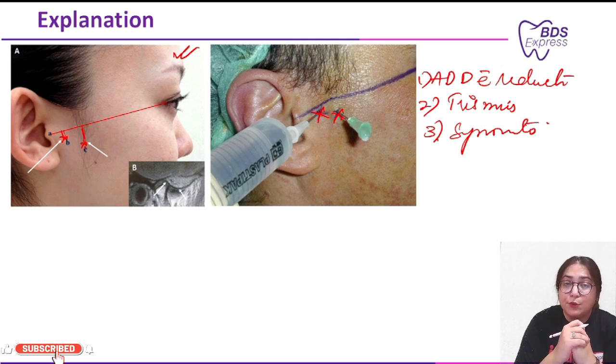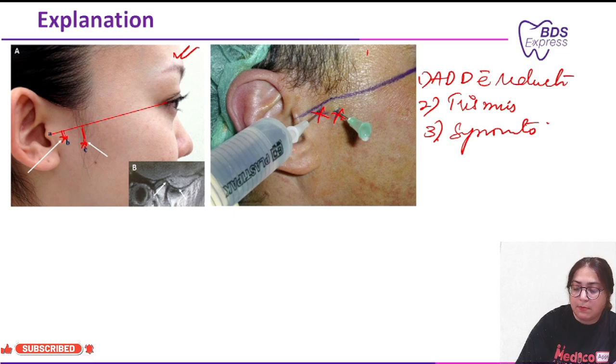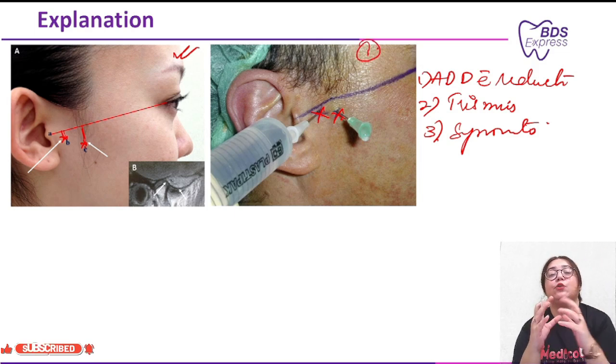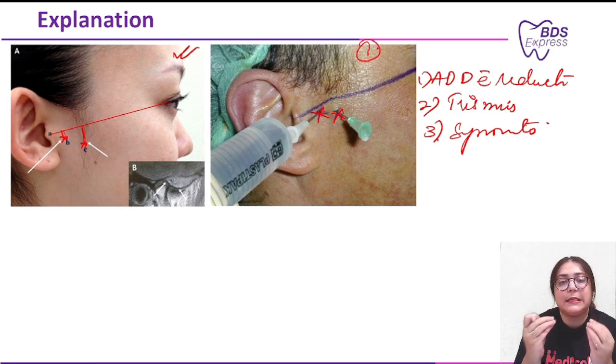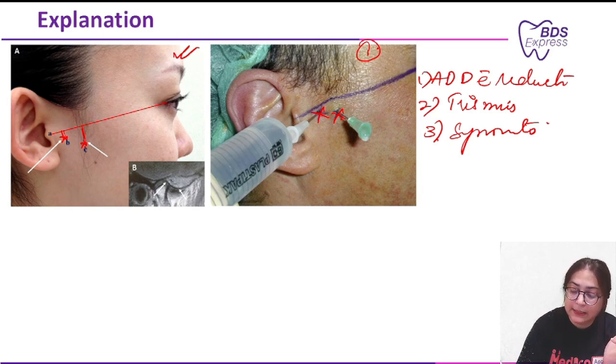Now, how do you do it? Basically, you just mark this line and then you need to give LA to your patient. Then take the 2 sterile needles and insert them at these points. Now, you need to inject 1 to 2 ml of saline.